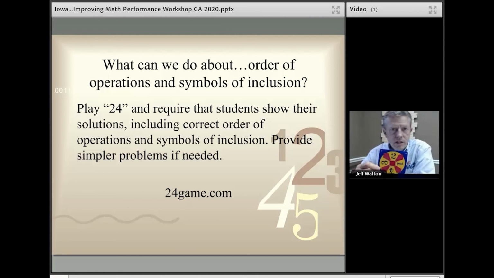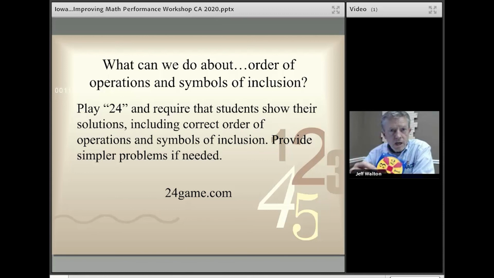To get the solution, you use the 4 operations. You add, subtract, multiply, and divide. You do them in any order, so kids learn about order of operations. And you can use any symbols of inclusion, so brackets, braces, parentheses, the numerator denominator lines to indicate division. So this one's pretty easy. You could just multiply. 4 times 3 is 12, times 2 is 24, times 1 is still 24. So you just multiply in order.